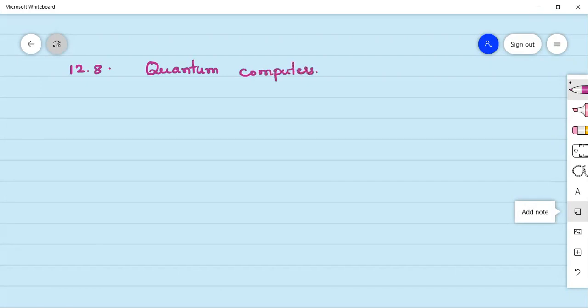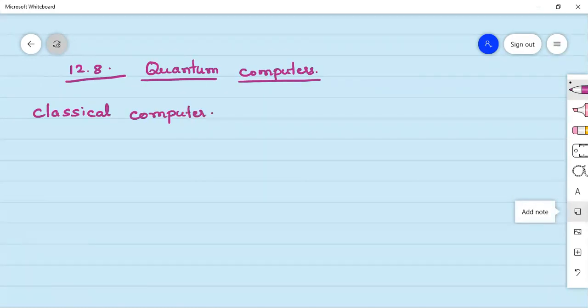Before moving on to quantum computers, we are using what is called a classical computer, right? So how have we built this classical computer? The basis for building this classical computer is by using electronic circuits, right? So these are built using electronic circuits.